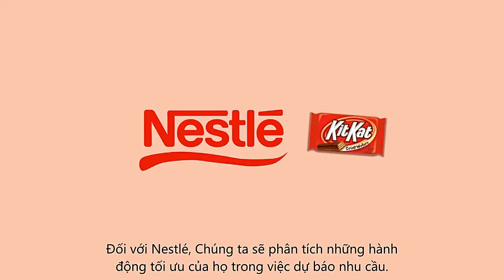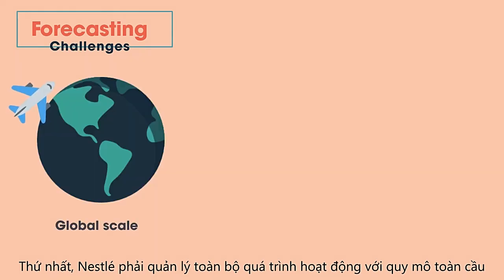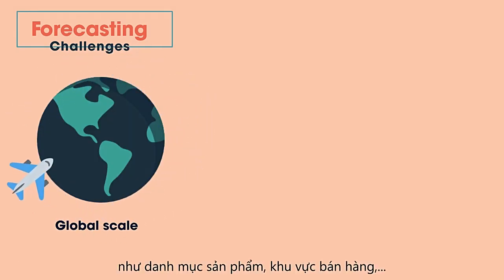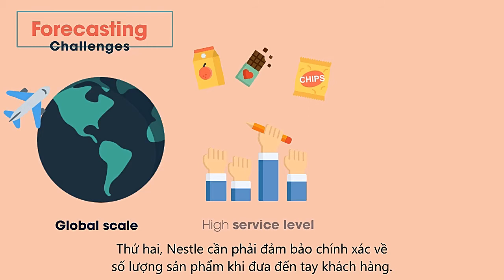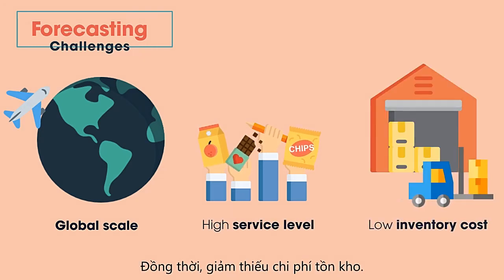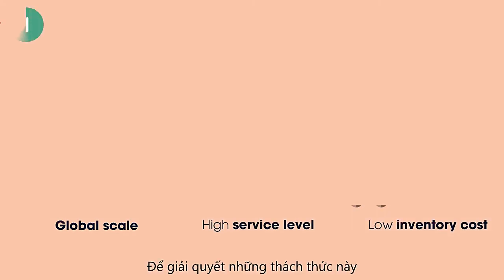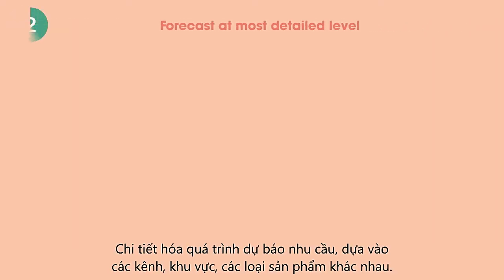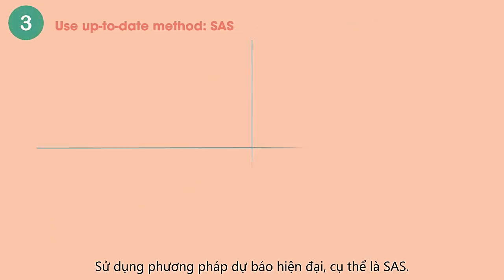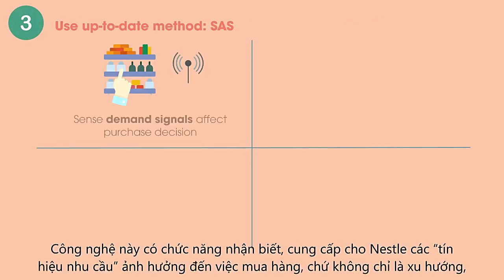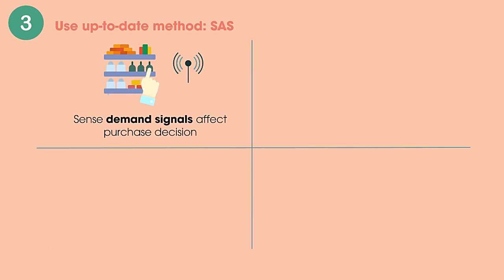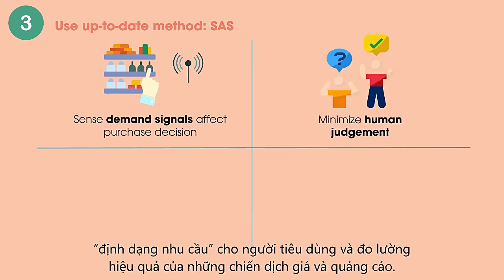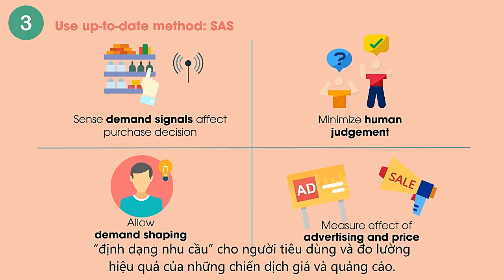As for Nestle, we analyze their actions in forecasting demand. Nestle manages operations on a global scale with many factors like product categories and sales regions. They need to ensure the right amounts reach customers' hands and lower inventory costs. With these challenges, Nestle established stronger collaboration with customers, built forecasting at the most detailed level, used an up-to-date forecasting method (SAS), sensed what demand signals affect consumers' purchases rather than just drain, minimized subjective human judgment, allowed demand shaping, and measured the effect of advertising and price.